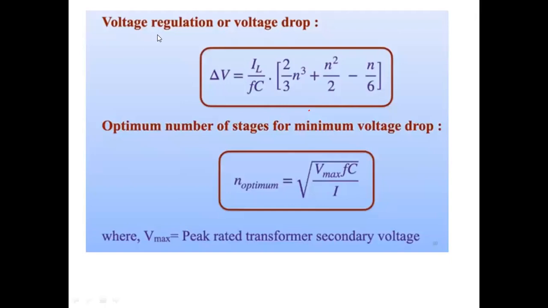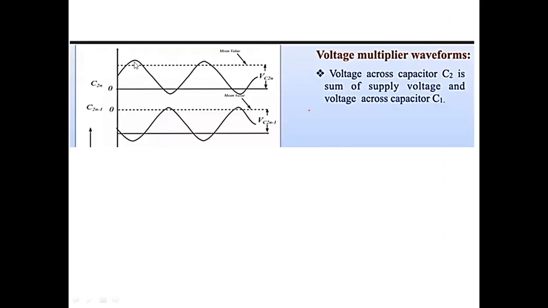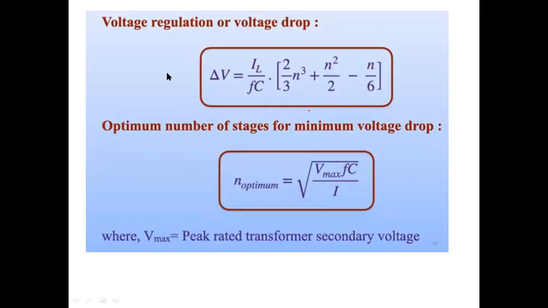Now if you want the voltage regulation or the voltage drop, which actually appears over here, this is the voltage drop. It is represented by delta V equal to IL over f c, times 2 over 3 n cube plus n square over 2 minus n over 6. The same variables but a different equation. N represents the number of stages, so if we have a 10-stage generator, n will be equal to 10. IL is the load current, f is the frequency of the supply voltage, and c is the capacitance.